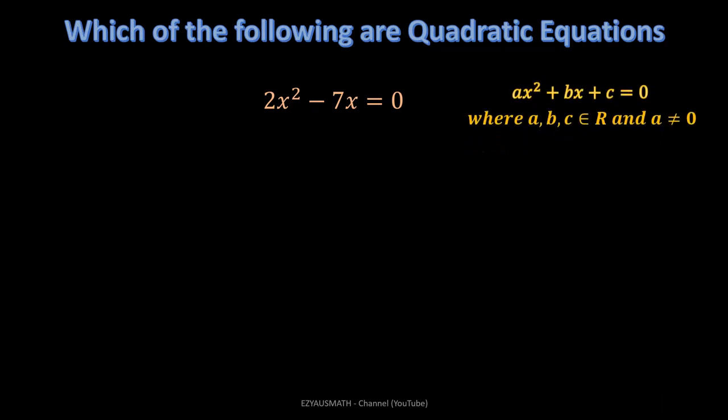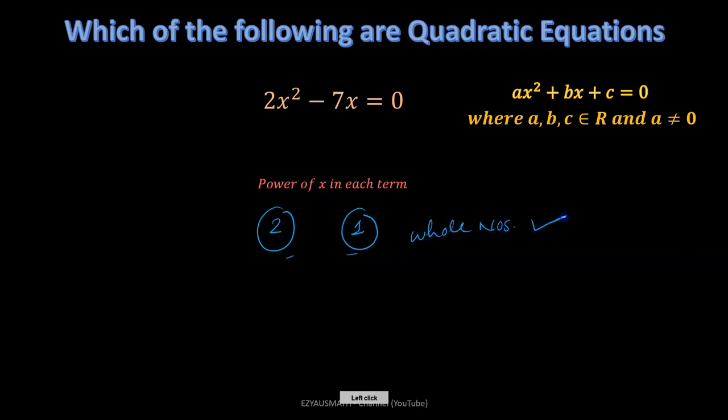So here the next example is 2x squared minus 7x is equal to 0. Let us quickly perform the checks and try to determine whether this is a quadratic equation or not. First of all, the power of x in each term. The power of x in the first term, 2x squared, is 2. The power in the second term, x, is 1. So we only have these terms. We see that 2 and 1 both are whole numbers. So this condition is good.